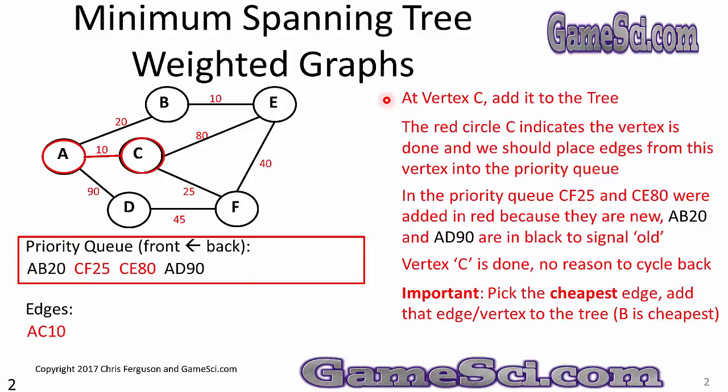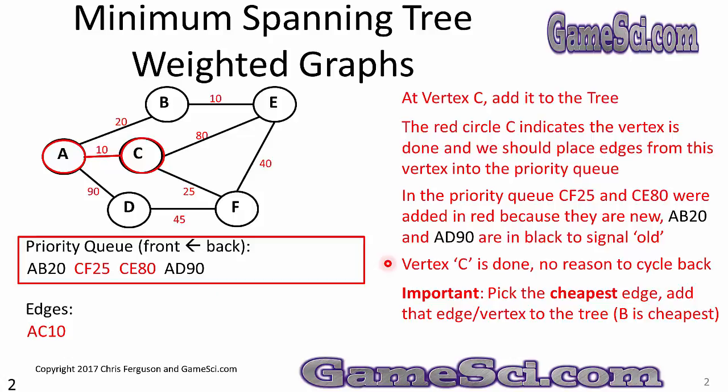At vertex C, add it to the tree. The red circle C indicates the vertex is done and we should place edges from this vertex into the priority queue. Into the priority queue, CF25 and CF80 are added in red because they are new edges added to the priority queue. AB20 and AD90 are in black to signal that they are existing edges or old edges that are already in the queue. Vertex C is now done.